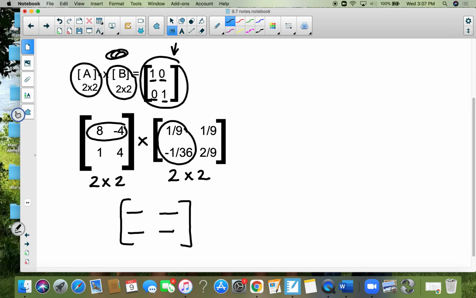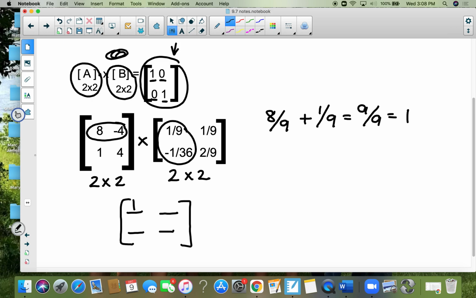So 8 times 1/9 is 8/9 plus a negative 4 times a negative 1/36 is a positive 4/36, which is 1/9. And 8/9 plus 1/9 is 9/9, which is equal to 1, which goes right there.